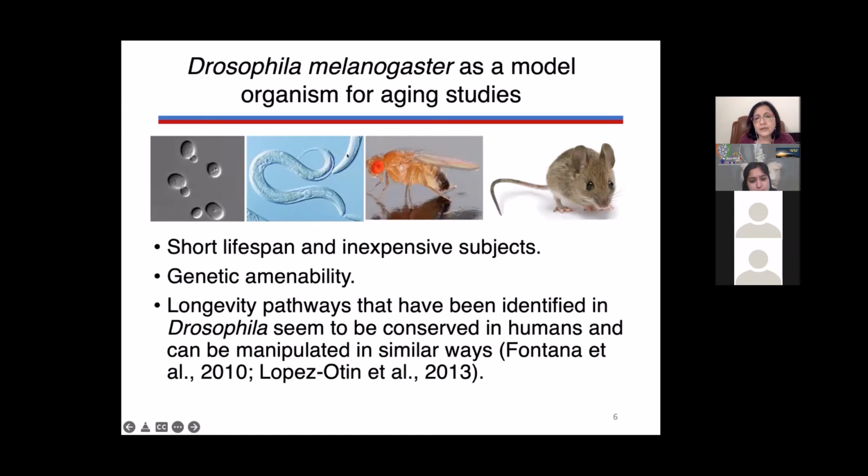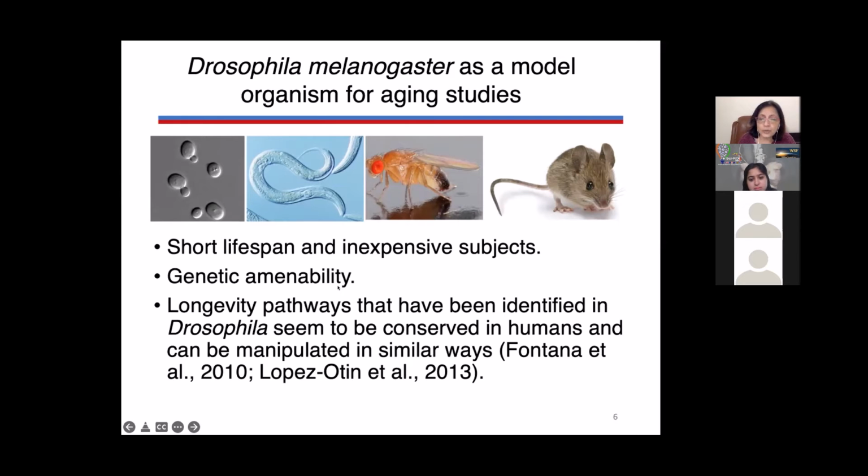My lab is using Drosophila melanogaster as a model system to study aging. Some of the advantages of this model system are that it has a short lifespan of 60 to 90 days. It is relatively inexpensive to handle compared to, say, mouse models. It can be grown in large populations in the lab in vials, glass bottles, and in cages, and we can do population experiments that are essential for measuring lifespan.